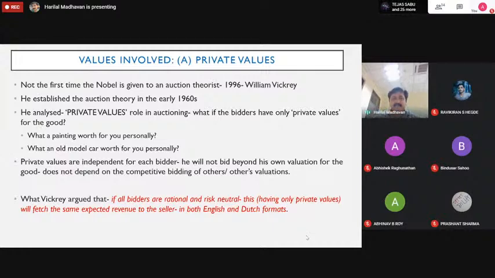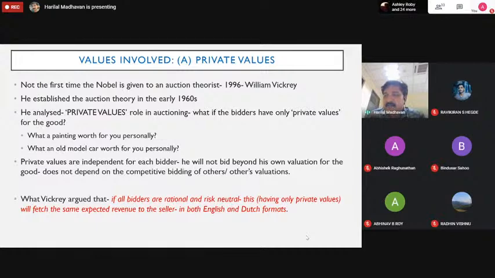So what is the private value here? As I mentioned, for a particular painting, you may have your own personal weightage. You have a private value assigned to that particular good. For example, for a particular old model car, you may have a craze over it and be ready to pay a very high price. So this is a private value. If a commodity only has a private value, then it is independent for different people. Whoever the bidders are, for them it's different. It's not a competitive pricing.